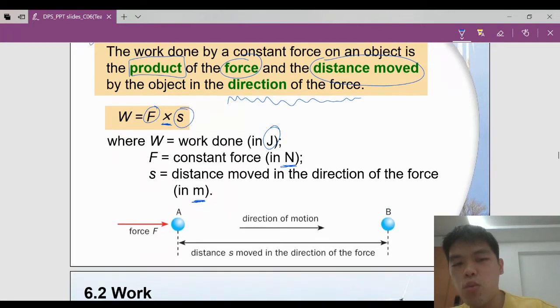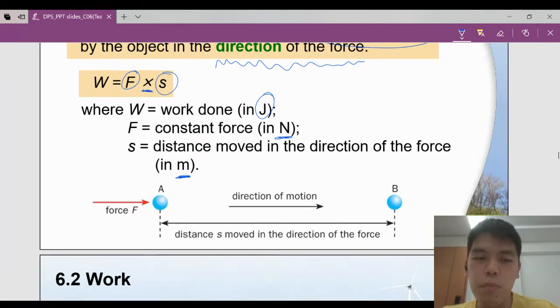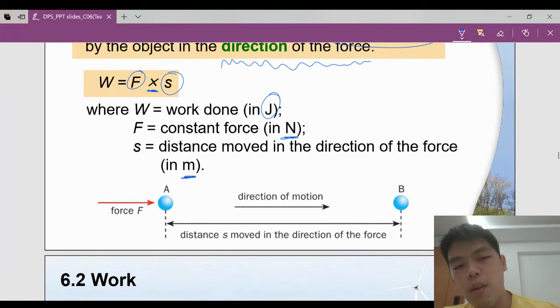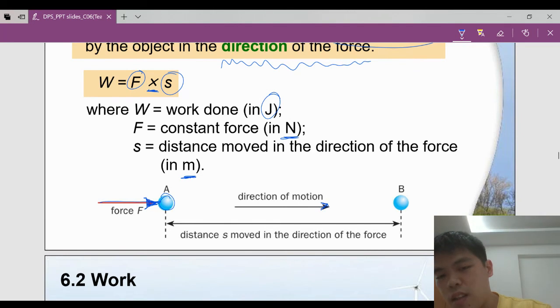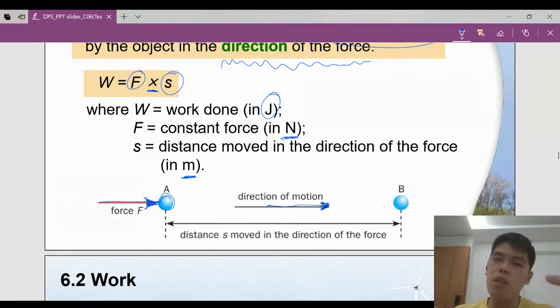Okay, so how do we understand this through a picture? If I have a ball here, I exert a force on it. What will happen? This object will move, and the direction of motion is the same direction as your force. Can you see? The force and the direction of motion are in the same direction.